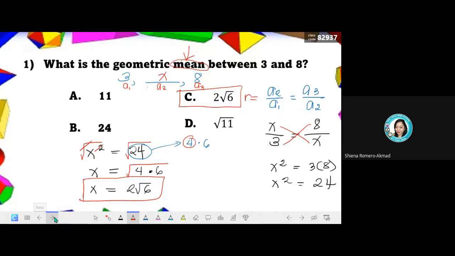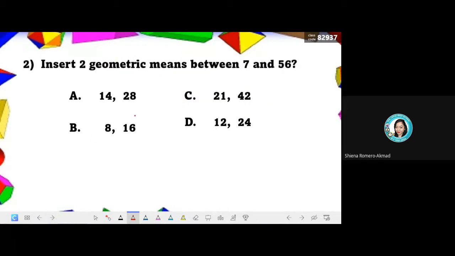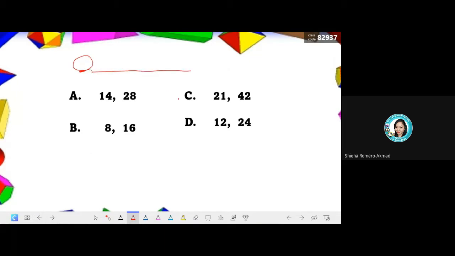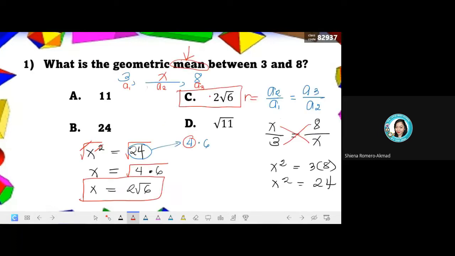Okay? Kaya lang, paano pag hindi na gitna yung hinahanap na term? Like for example, dito, ang pinapahanap na ay two consecutive or two geometric means. You cannot use a formula that was used earlier kasi dalawa na yung nawawalang term.